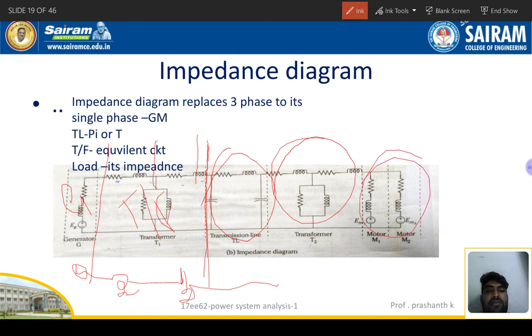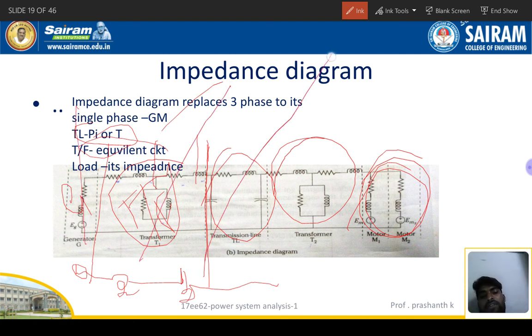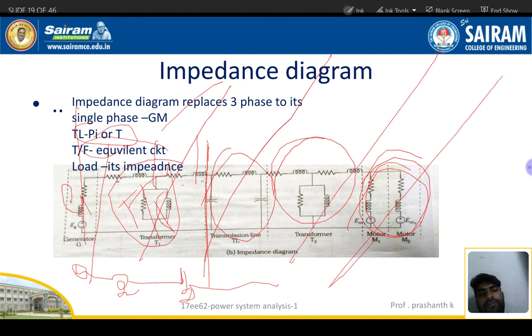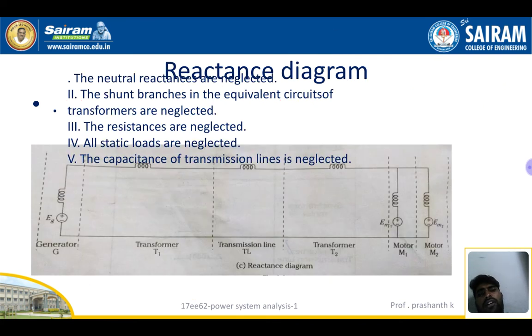In this diagram, we need to convert three phase into single phase, and then the transmission lines are a pi model or T model. The transformer equivalent circuit is this one, and the load is its impedance, right? See, the equivalent circuit of the generator, of the transformer, of the transmission lines, of the step down or distribution transformer, and of the loads. Next we'll move on to the reactance diagram.